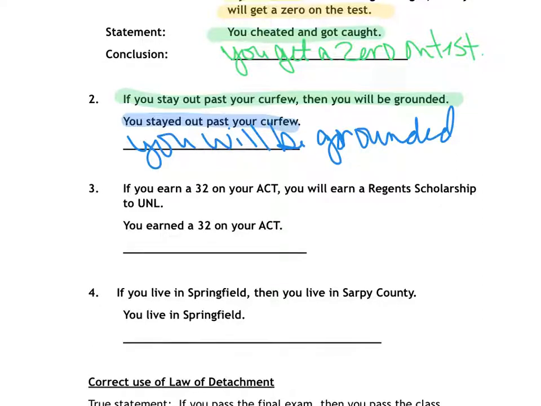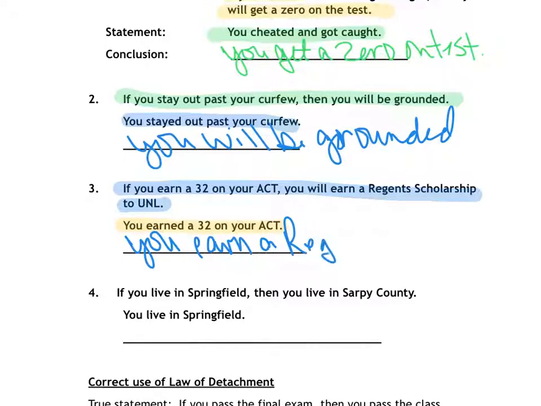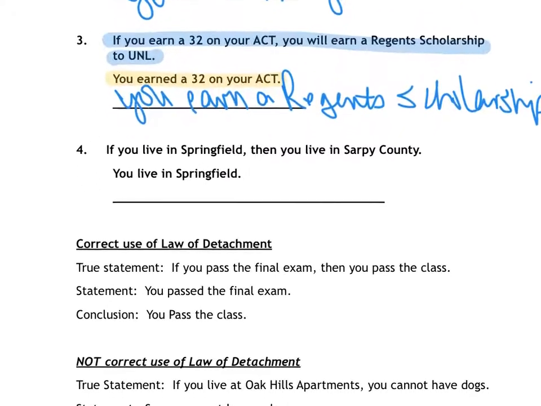Okay, here we go again. If you earn a 32 on your ACT, you will earn a Regents Scholarship to UNL. Well, you got a 32 on your ACT. What's the logical conclusion, in this case it's not really a consequence, that you could have? Well, if you got a 32 on your ACT, then you earn a Regents Scholarship. All right, true statement.